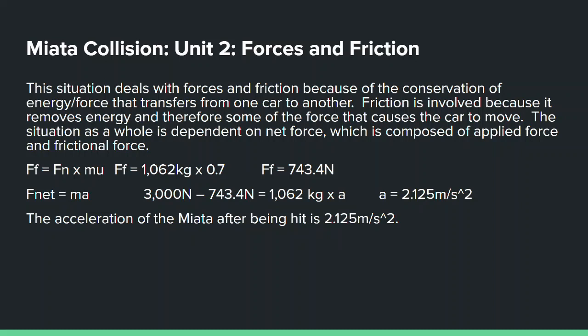So we end up having to find a net force of the applied force, which is 3,000 newtons, minus the frictional force, which we calculated using the normal force times mu, and we get 743.4. And then we can set that equal to mass times acceleration because force equals mass times acceleration. So when we subtract these two values and divide by the mass, we end up with an acceleration of 2.125 meters per second squared.